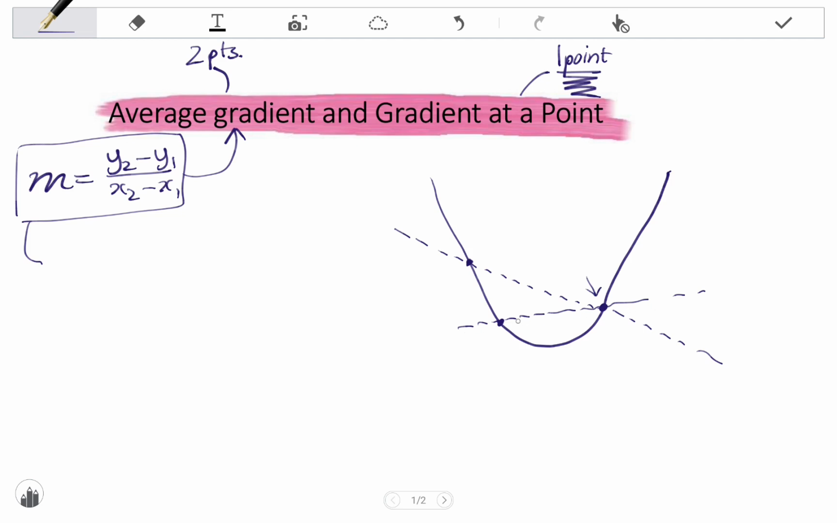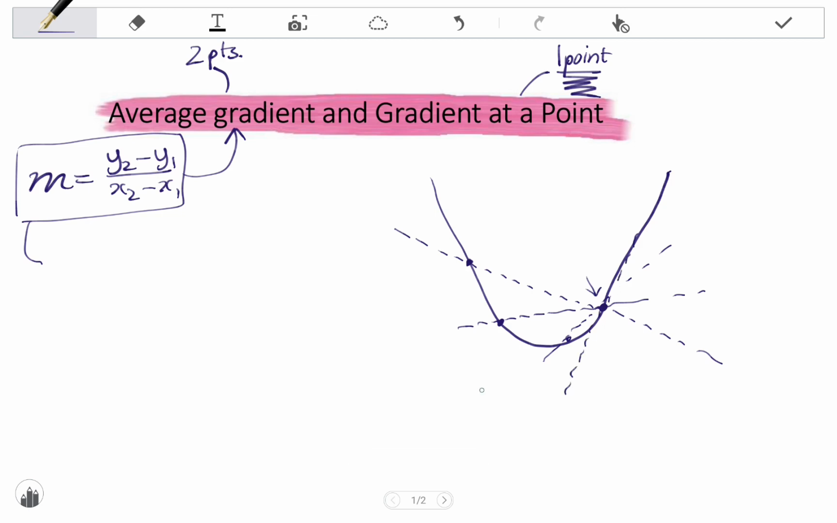I have the 2 points. I use the formula. I work out the average gradient, and the gradient might be slightly closer to the gradient at the point that I'm interested in. Okay. If I keep choosing a point that is increasingly closer to that point, I can eventually have my 2 points be on top of each other. Okay. The straight line that I would then have at my point would be the tangent to that point.